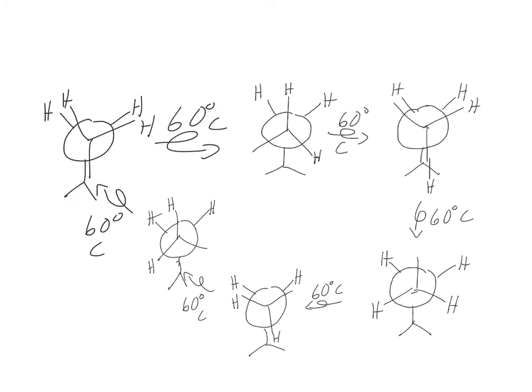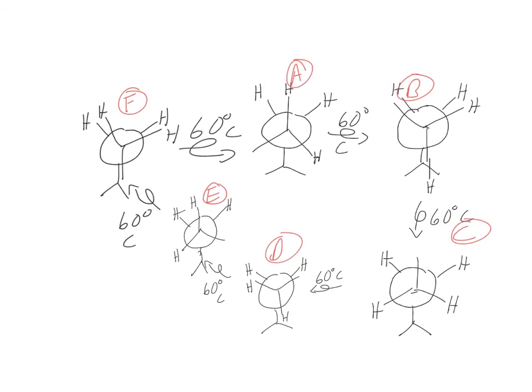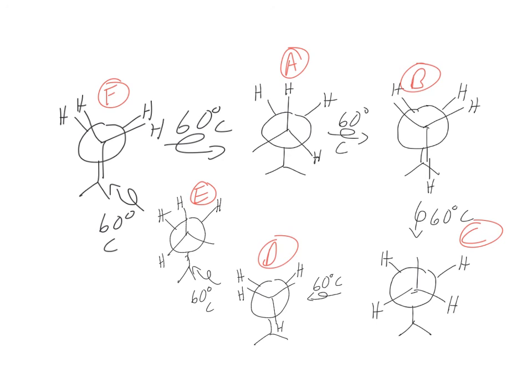Everybody square with how that went? So now let's label these with some letters: A, B, C, D, E, and F. Let's shrink some more up. They're going to be mad at me. So the easy way to do this is which one's going to be the highest in energy, which one's going to be the lowest in energy? Which one's going to be the lowest in energy? A, B, C, D, E, or F?